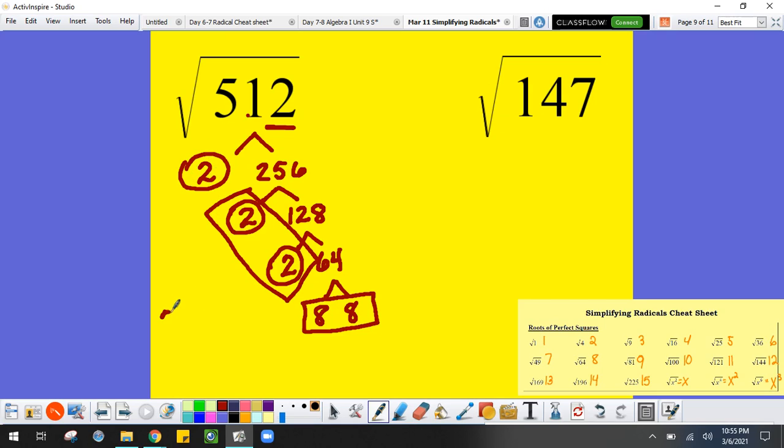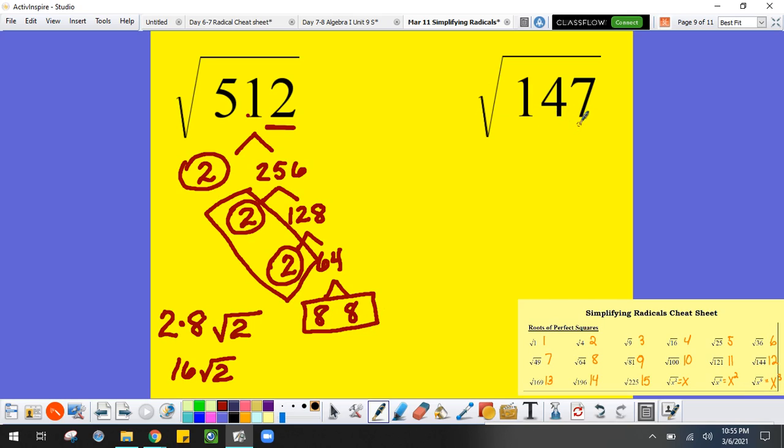So I get to take a 2 out because there was a pair of 2s. And I get to take an 8 out because there was a pair of 8s. But this one 2 without a buddy stays underneath the radical. Then I do the outside. 2 times 8 is 16. Radical 2. Final answer.